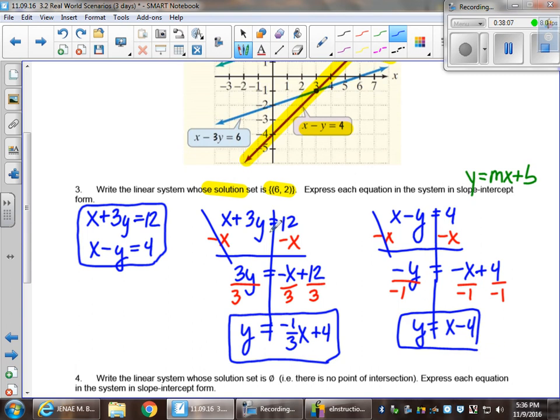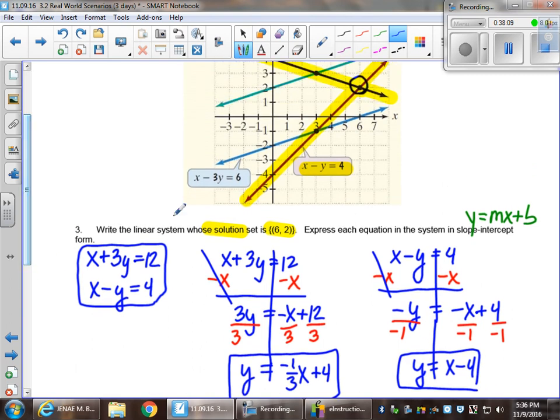Does this make sense? Let's see. Here's x minus y equals 4. So there's my y-intercept. B is negative 4 right there. My slope, up 1, right 1, up 1, right 1. I am in good shape. We have successfully expressed each equation in slope-intercept form.